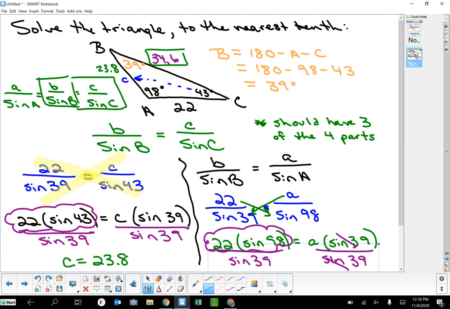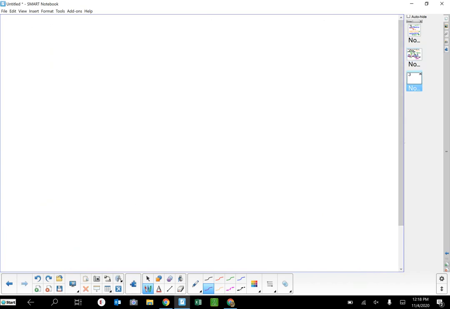Let's see how it's used if you have two sides and only one angle. It changes the process just a little bit. In this one, we were given two angles and one side. Okay, so we're going to go to a new screen. Here's another example. We're going to solve the triangle. And this one we're going to measure to the nearest tenth again.